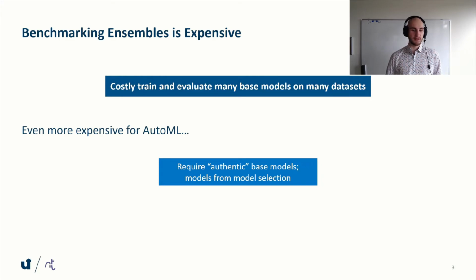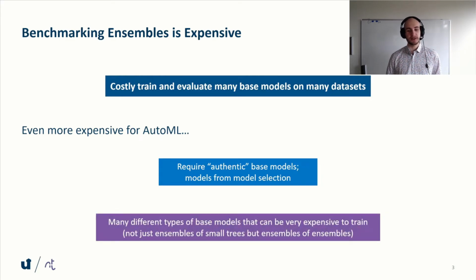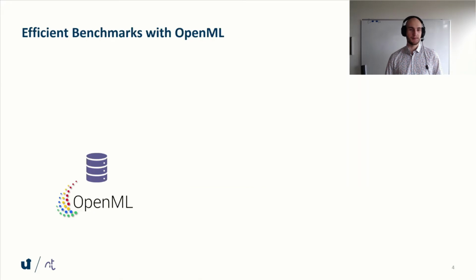The second reason is that we assemble many different types of base models that can be very expensive to train. For example, usually in random forest, we assemble many small trees. But here in our AutoML use case, we want to build ensembles of ensembles, or in other words, ensembles of very expensive base models. As a result, the overall process is much more expensive. And we plan to make this more efficient with OpenML.